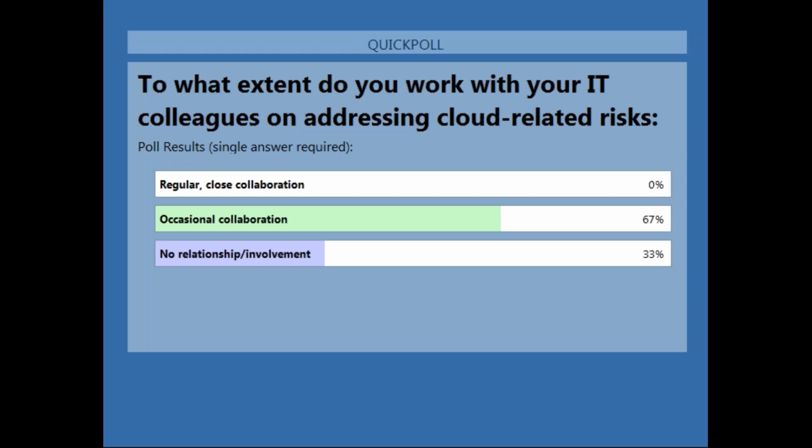So Carl, looking at the results, you see the vast majority here, 67% say they have occasional collaboration, and then the rest of our respondents have no relationship at all. So does this tally with the conversations you have with your clients about working with their IT colleagues? Yeah, it's pretty consistent. It's what we hear at least, that for risk managers it's a pretty intimidating proposition to step into an IT department that's undergoing constant change and to insert yourself into a process, because oftentimes you're creating it from scratch.